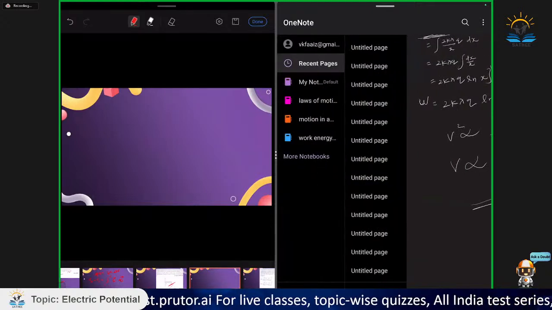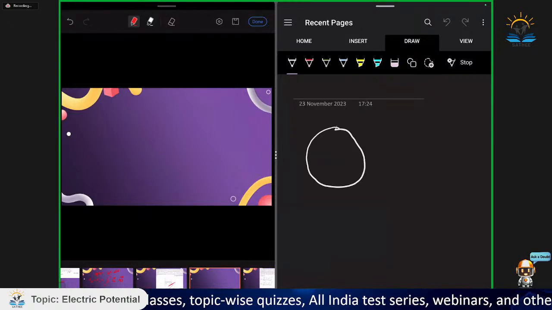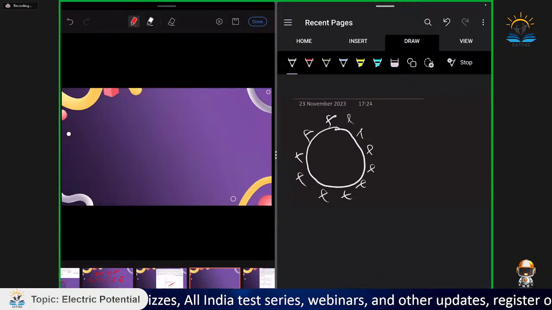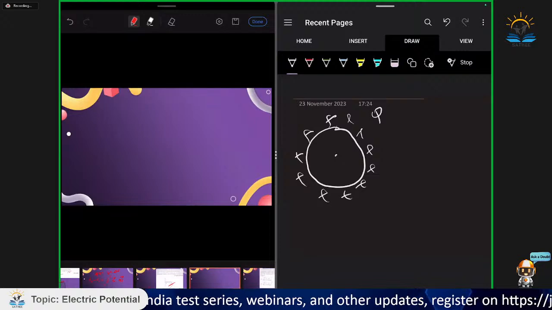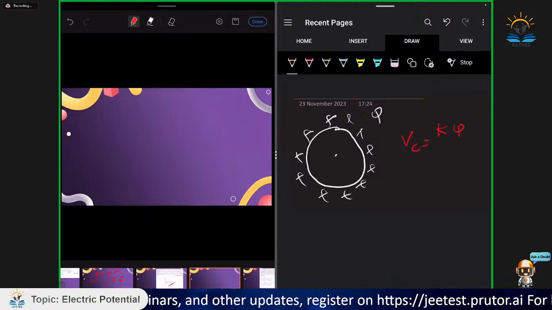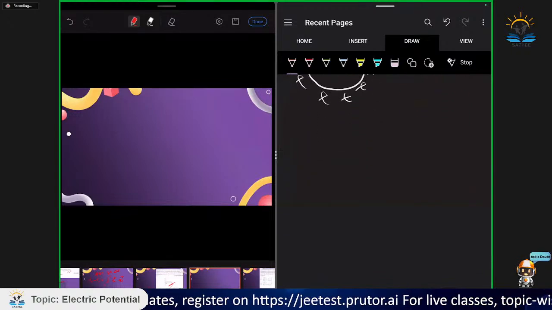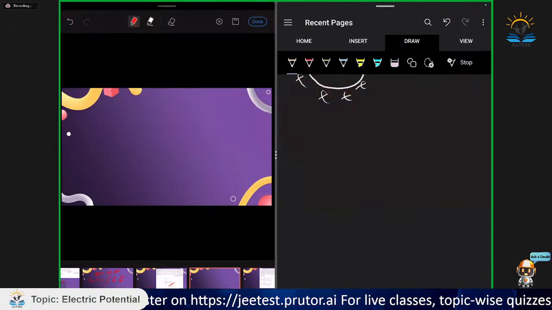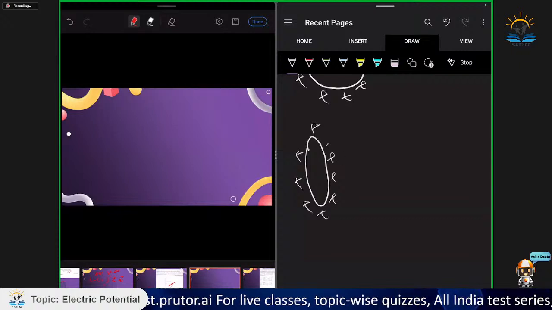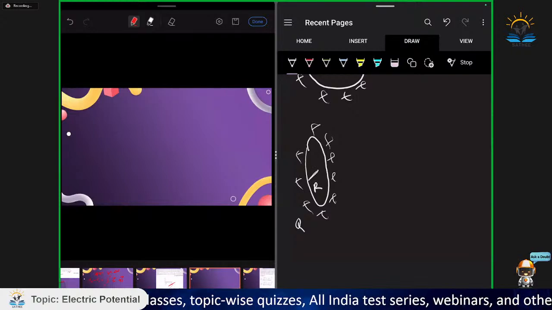Next, potential due to a ring. For a ring distribution of charge with total charge q, the potential at the center Vc is equal to kq by r, where r is the radius. And at an axial point: this is the ring of charge, charge is plus q, and radius is r.